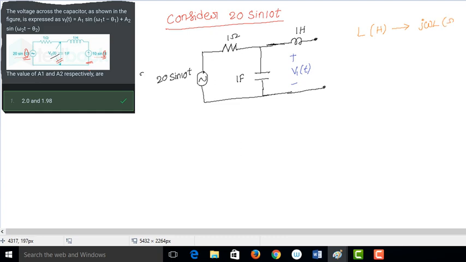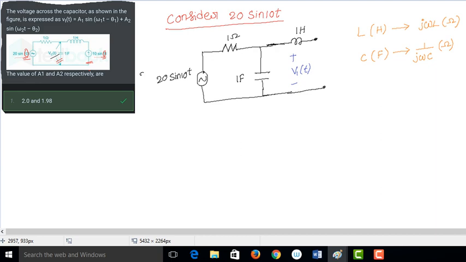Now the units are ohms. And the capacitor, how can we convert it? The unit is farads. The capacitance we can convert into resistance form as 1 by j omega C. Now the units are ohms.